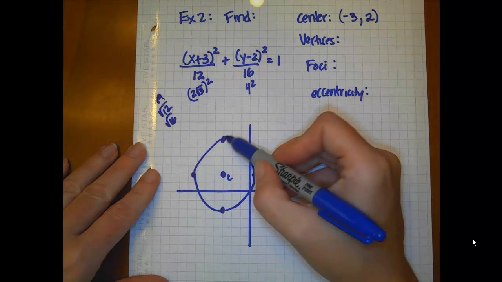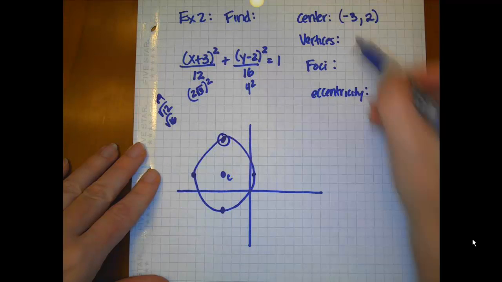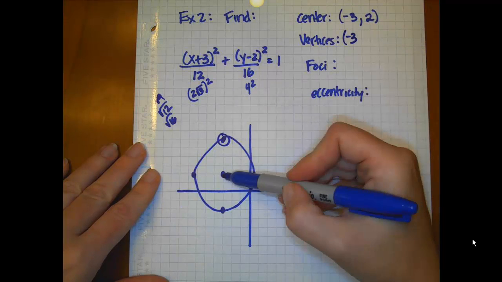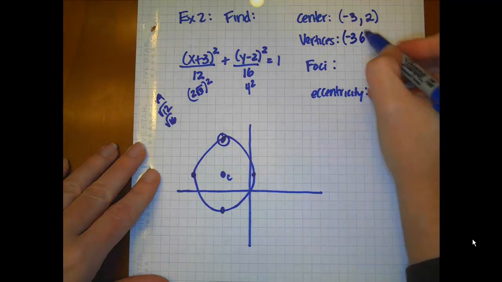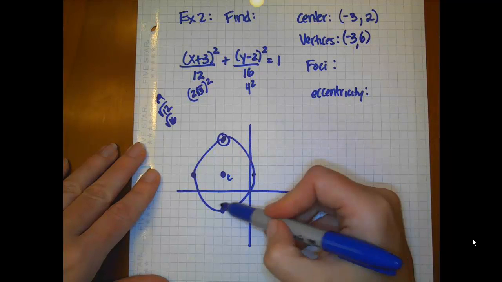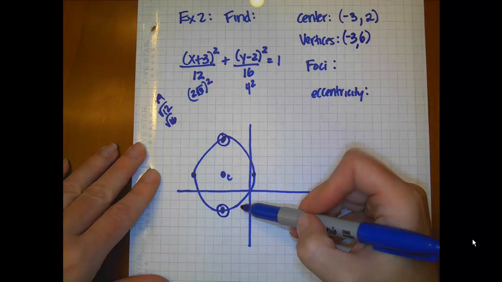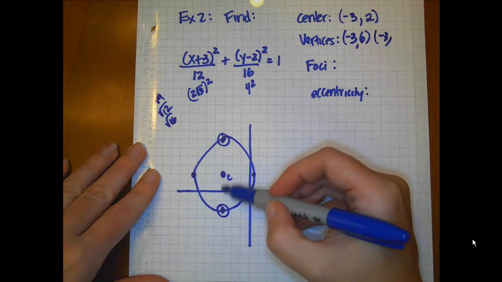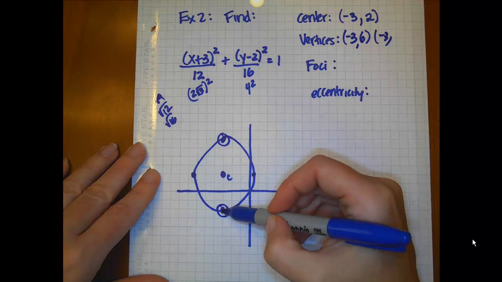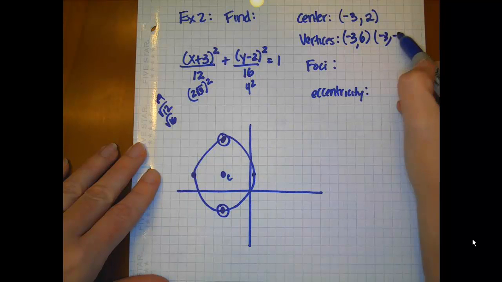So my vertices in this case are going to be this point. So I have negative 3, and then I have 1, 2, 3, 4, 5, 6. Negative 3, 6 is one of my vertices, and this is the location of my other vertex. So that is also at negative 3, but I go down 1, 2, 3, 4 spaces down to negative 2.